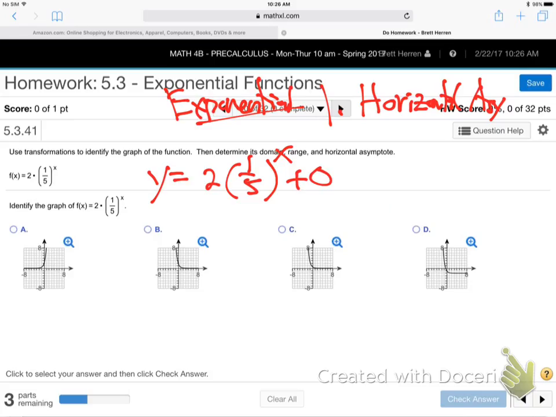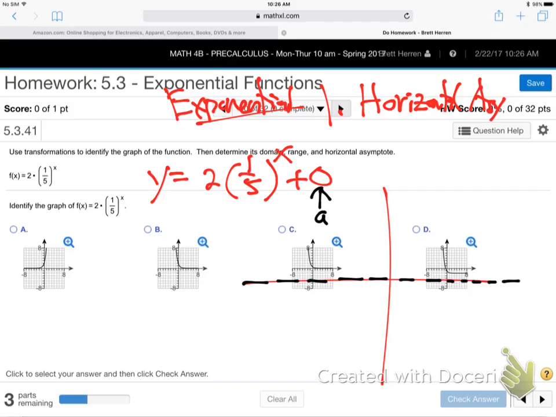So this one has a 0. So right away, go to your graph and put a horizontal line right on the axis because it's a 0. So they always have one. If there's no number added or subtracted, it's 0. That's the A. All right.